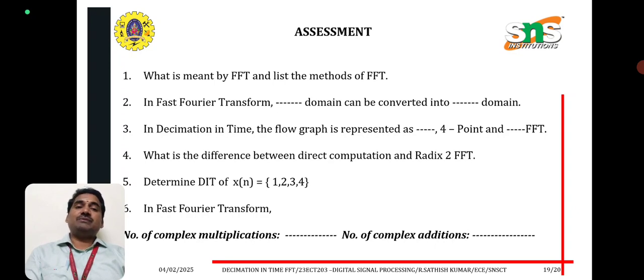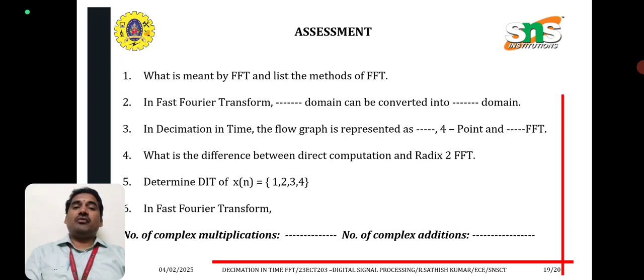What is the difference between direct computation and Radix-2 FFT? Direct computation requires a large number of computations. FFT computation requires fewer computations. Processing time is more in direct computation. In Radix-2 FFT, processing time is less. Direct computation does not require a splitting operation. In Radix-2 FFT, the splitting operation can be done on a time domain basis and a frequency domain basis.